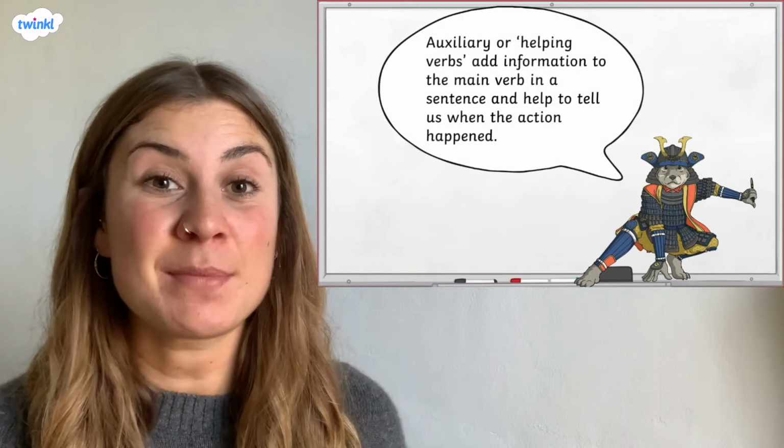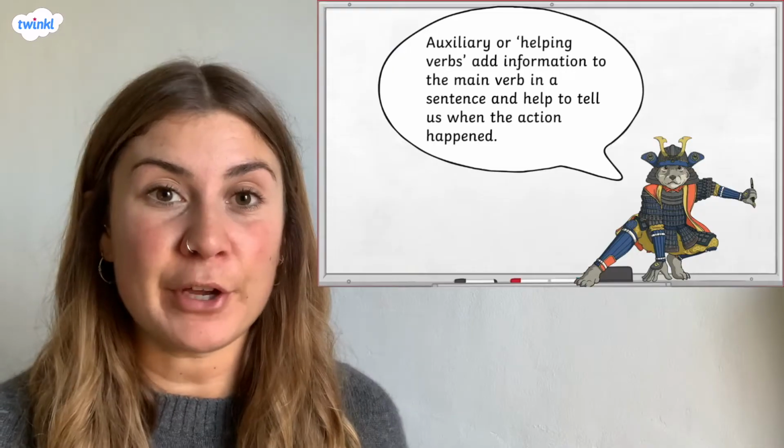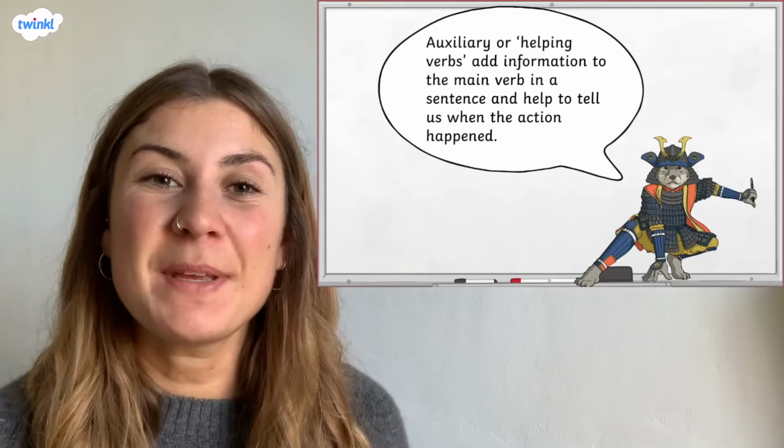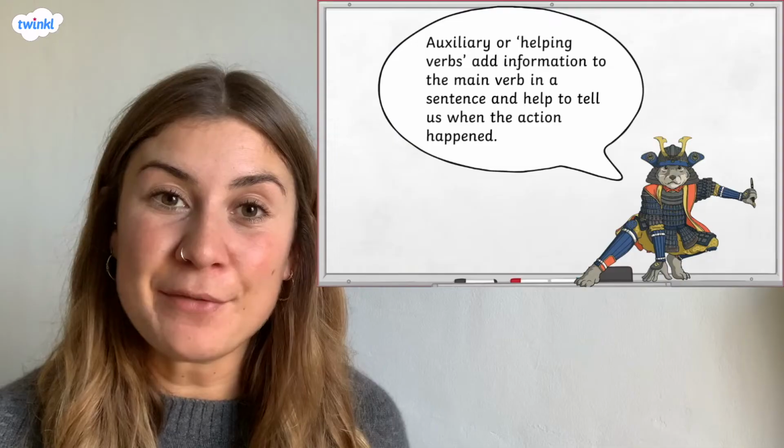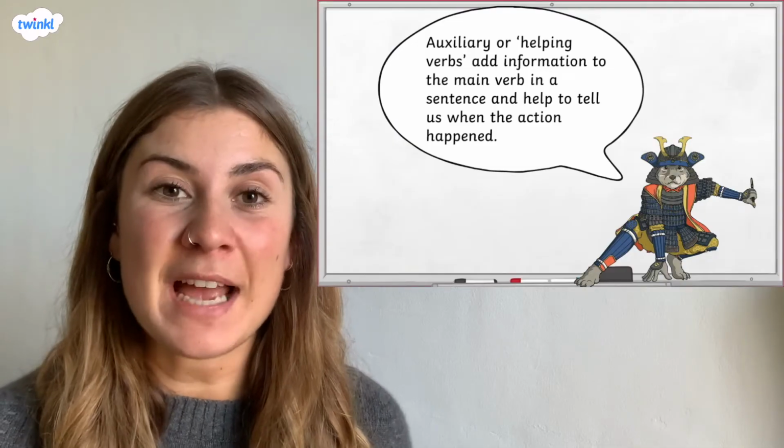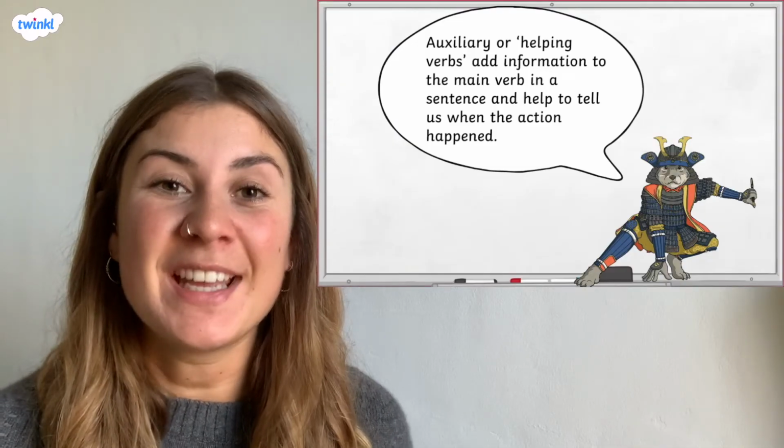Verbs also include the different tenses of to be and to have. Sometimes these verbs are called auxiliary verbs or helping verbs. This is because they add information to the main verb in a sentence and help tell us when the action happened. Take a look at these sentences.